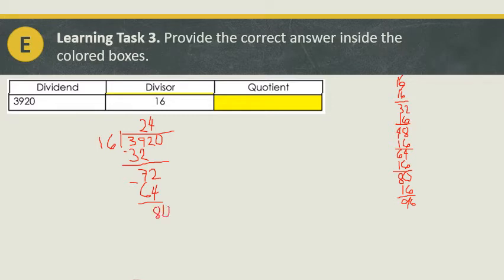Bring down 0. Okay, so kita naman dito natin yung 80. So, ilang 16 meron tayo? So, 1, 2, 3, 4, 5. Okay, so 5. 5 times 16 is 80. And 80 minus 80 is 0. So, ang answer natin is 245.